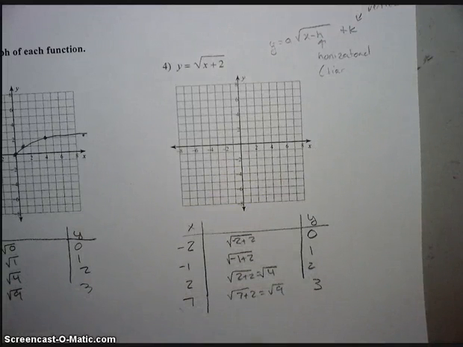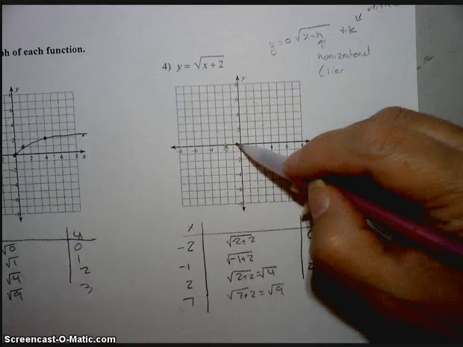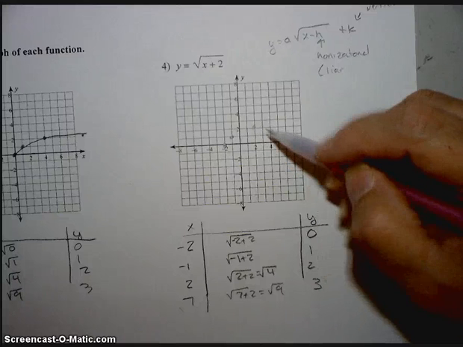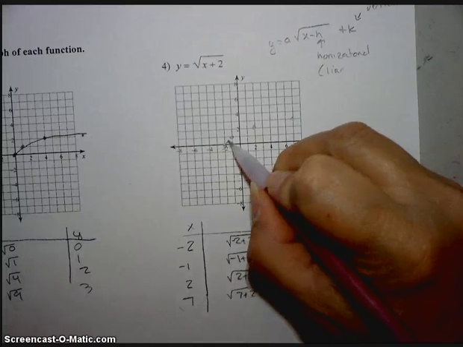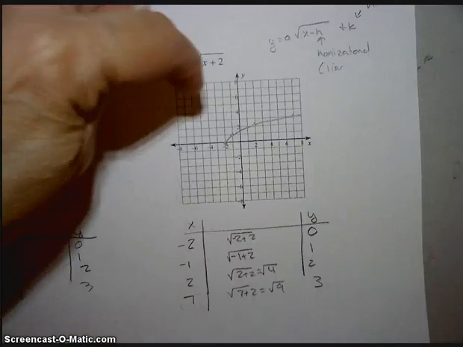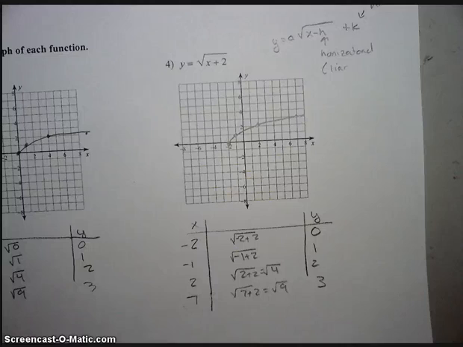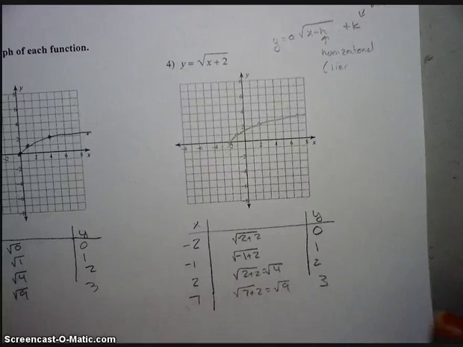So now I have some points to plot. At negative 2, I'm at 0. At negative 1, I'm at 1. At positive 2, I'm at 2. And at 7, I'm going to be up at 3. So that gives me some idea of where to graph. Remember that you always want to start where this value equals 0. If it's underneath the radical, you're moving horizontally. He's a liar. But if you're adding at the end, it's going to be up and down. Okay, let's look at another example.